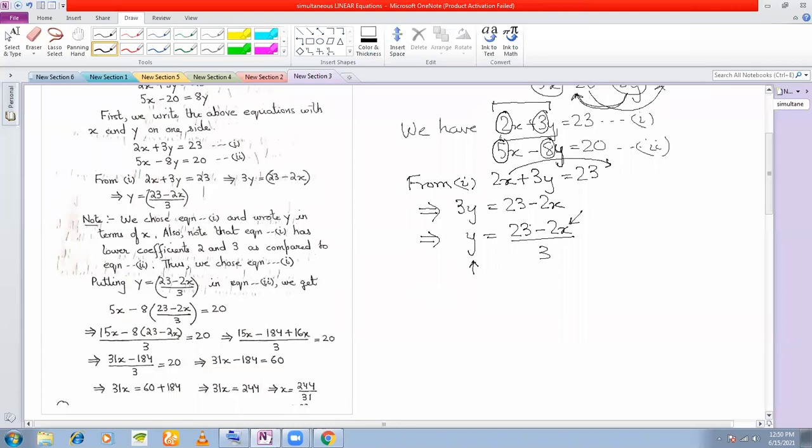Now, from which equation have I found this? I have found y in terms of x from equation number 1. Once I get the value of y in terms of x from 1, I will put this value in the other equation, that is, in 2. So putting y is equal to 23 minus 2x divided by 3 in 2.